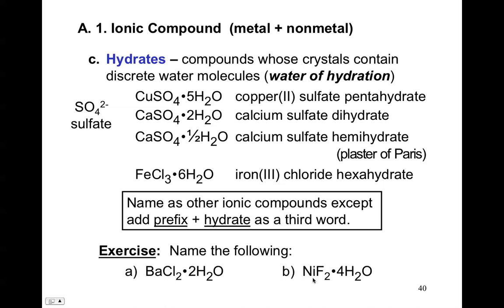For the second one, however, nickel's a type 2 metal ion. So we have to figure out its charge. Well, we have 2 fluorides. Each one we know is -1 because you've memorized it. And therefore, that requires nickel to be +2. So we would name this compound nickel 2 fluoride tetrahydrate, tetra meaning 4.